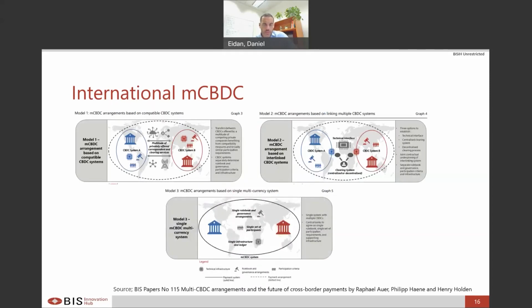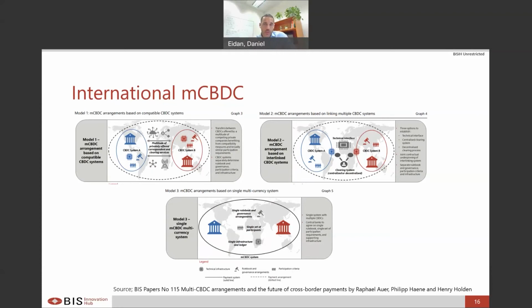So there's 3 models that we can briefly talk about that probably encapsulate our thinking around international MCBDCs. The first model takes 2 CBDC systems, so the system in blue and the system in red, and talks about privately offered correspondent clearing systems. So these would be private companies that maybe sit in each jurisdiction and provide clearing solutions between these 2 jurisdictions.